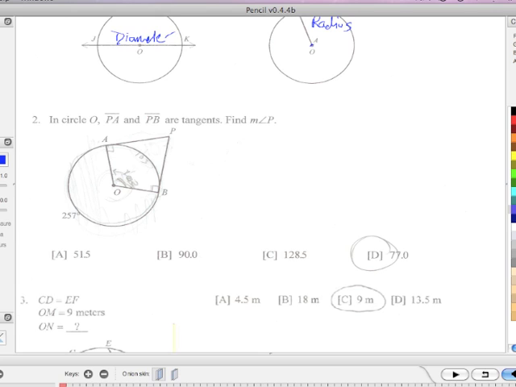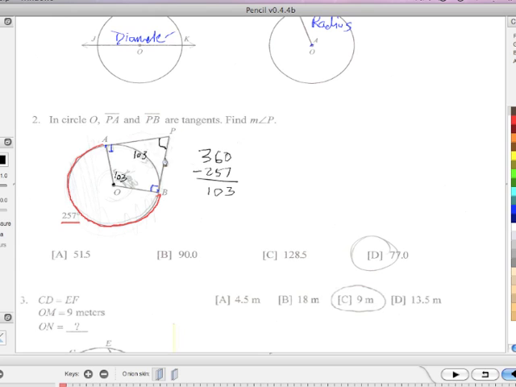I drew some symbols in here already. If you have a tangent to a circle and then a radius drawn to that point of tangency, you have a right angle. And we have this arc length right here is 257 degrees. A circle is 360 degrees, so if we do 360 minus 257, that gives us 103 for this arc length right here. If we know this arc length, this interior angle must also be 103 degrees.